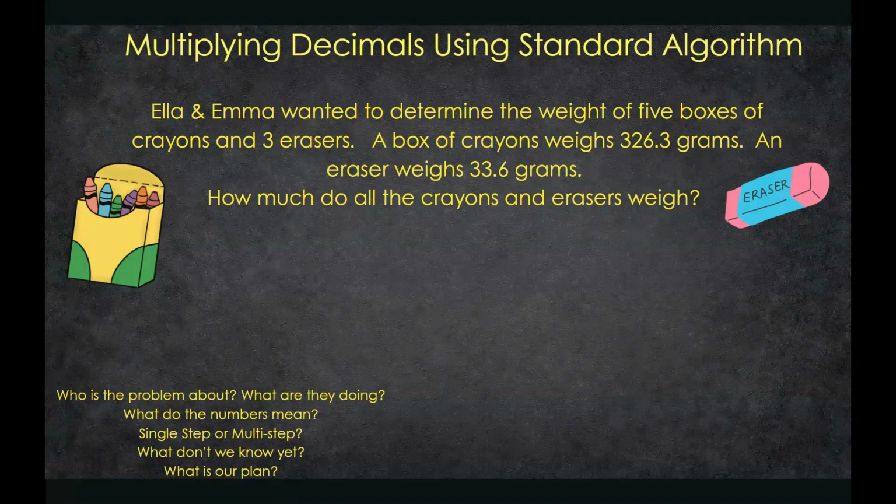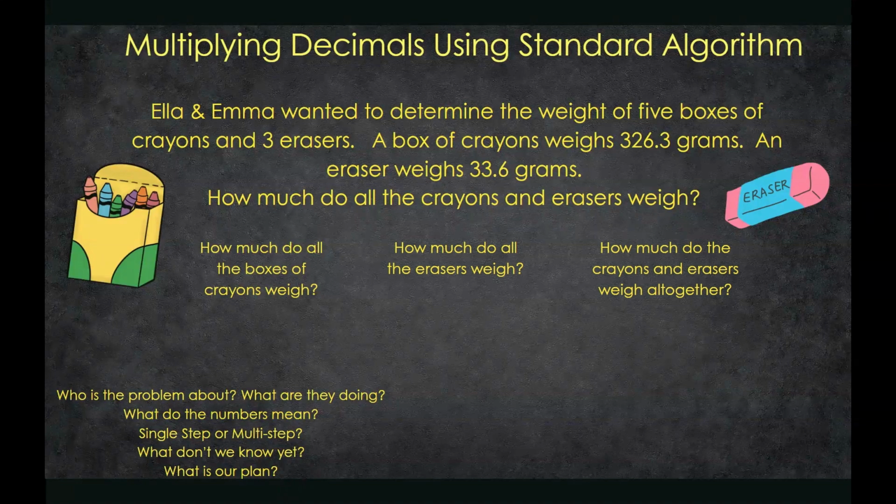So let's start with the crayons. There are 5 boxes of crayons. Each box weighs 326.3 grams. What don't we know? I don't know how much all the boxes of crayons weigh. I need to figure that out. Then I think to myself, the erasers. There's 3 erasers. Each eraser weighs 33.6 grams. What don't I know? Well, I don't know how much all the erasers weigh. And then finally, how much do they all weigh together, crayons and erasers?